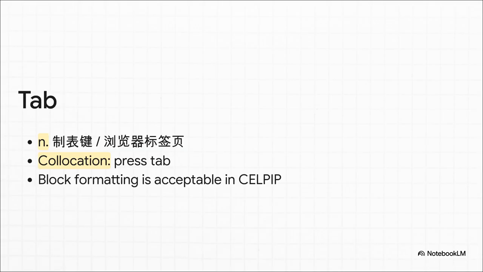Next up, we have tab. Tab, translated as 名词次表键浏览器标签页. Now, you might open a new tab in your browser, but let me share a really cool insider tip regarding the press tab function for typing. While some people use the tab key to indent paragraphs, block formatting, which means no tab indent at all, just a clean, flush left margin, is perfectly acceptable in modern Canadian workplaces and is completely fine for your CELPIP exam.